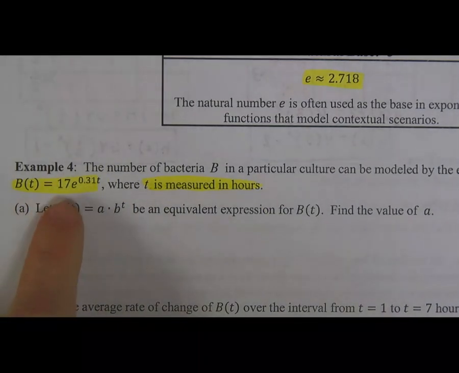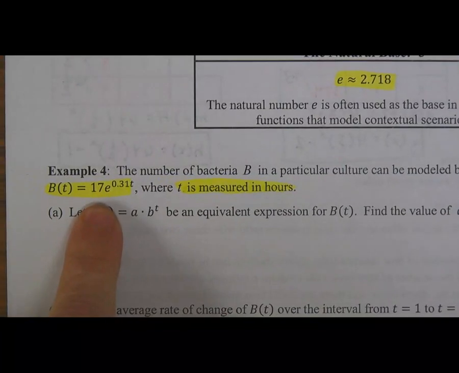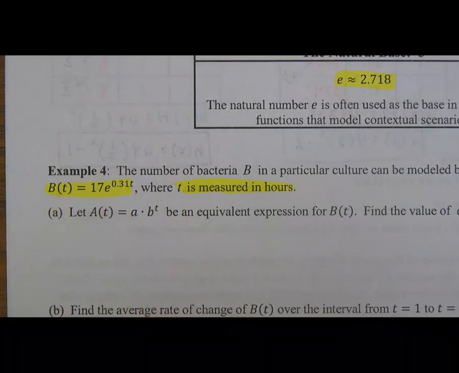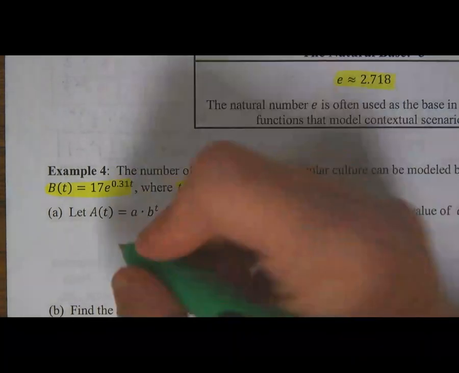All that is saying is, look up here at B of T. What is the initial value? In other words, how many bacteria do we start with? 17. It's actually a very easy question. If you can make it through all the jargon, it just wants A, which is 17.